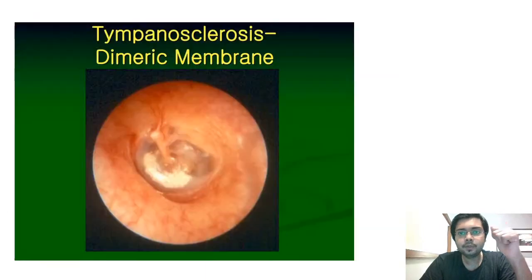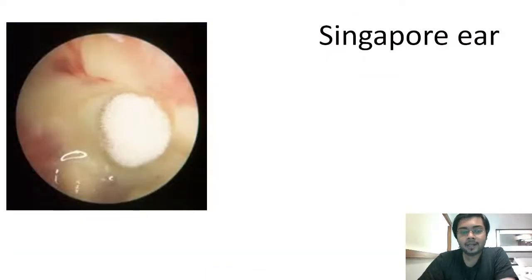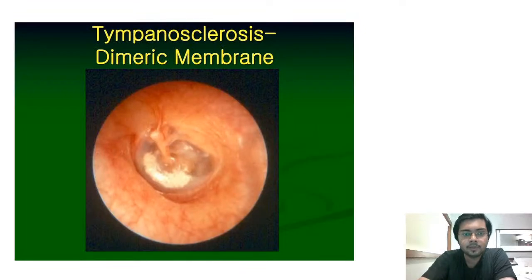Okay, so I hope you are getting things. And otomycosis is also known by another name, Singapore ear. Singapore ear is again another name of otomycosis. Now this is a tympanic membrane, but there is something different with this tympanic membrane. Two different things you can see here. One is a thinned out transparent region, an oval transparent region here. Do you know what this is? This is basically a dimeric tympanic membrane or a healed tympanic membrane.